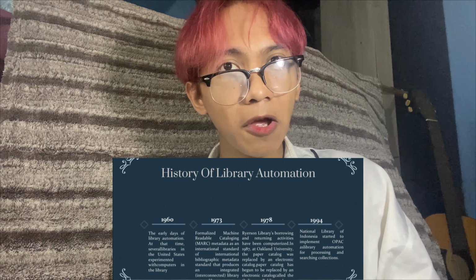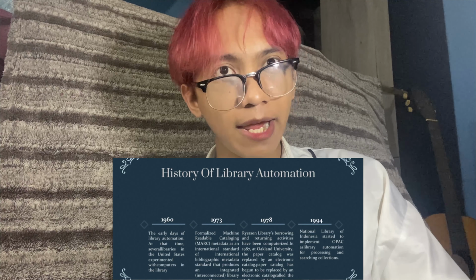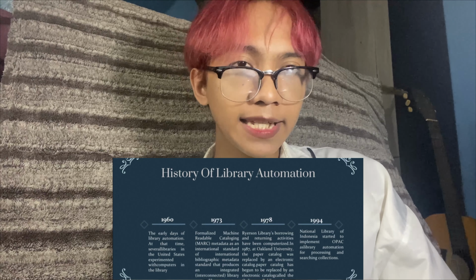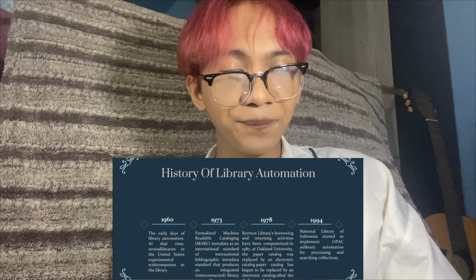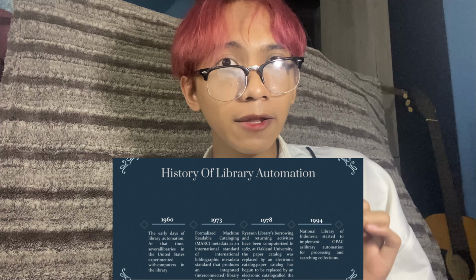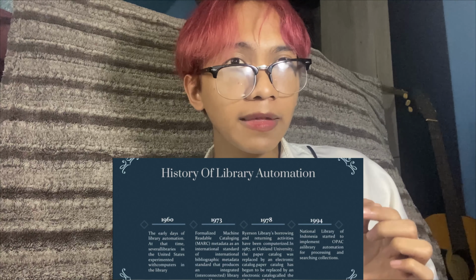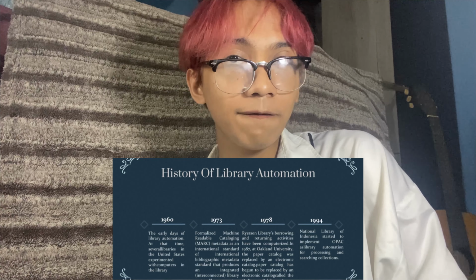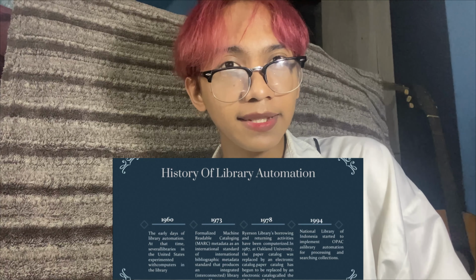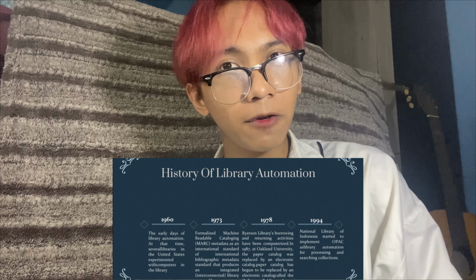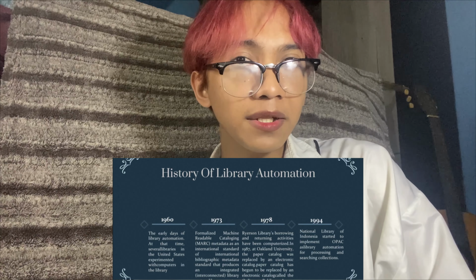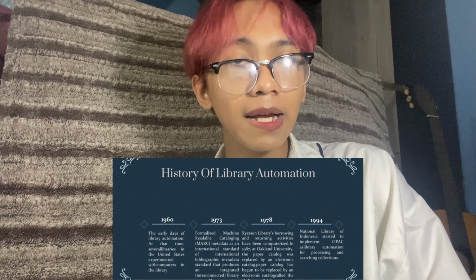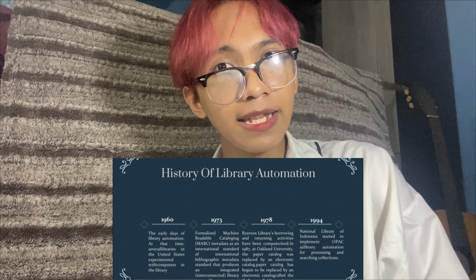Thirdly, let me now turn to history of library automation. In 1960, the early days of library automation, at that time, several libraries in the United States experimented with computer in the library. In 1968, the paper catalog was replaced by an electronic called that Online Public Access Catalog or OPAC. In 1994, National Library of Indonesia started to implement OPAC as library automation for processing and searching collection. In relation to Inlislite, Online Public Access Catalog or OPAC, it's the first electronic idea that met Inlislite.